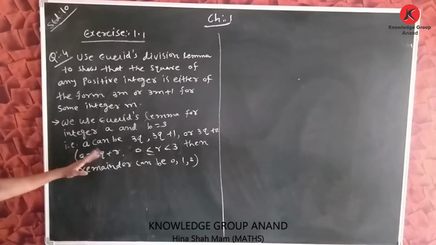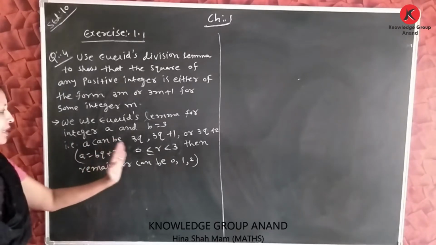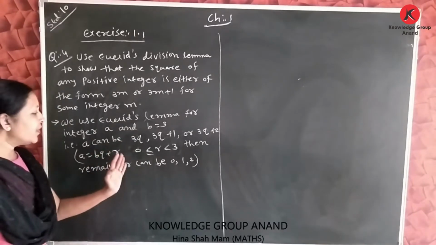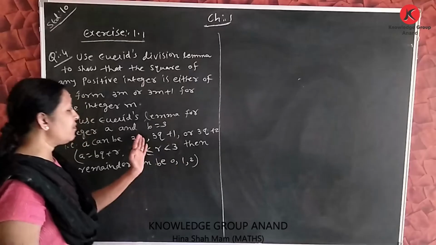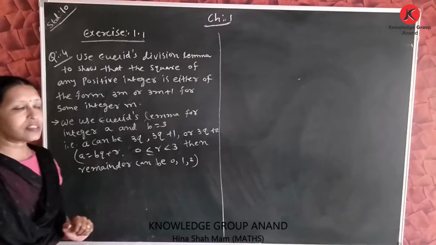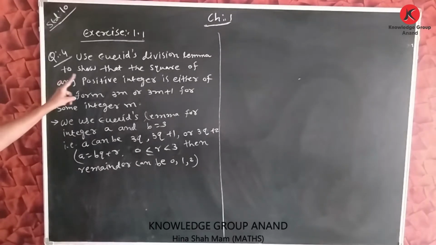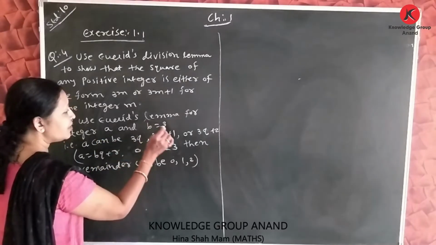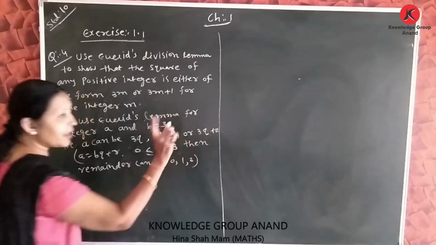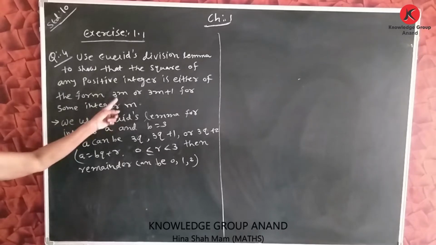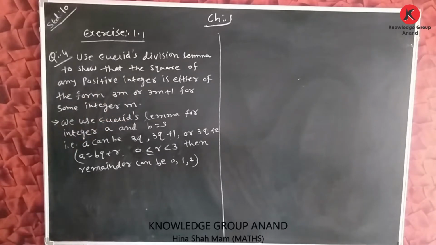Correct? Using this lemma, here b is equal to 3 and a is equal to some integer. Therefore, the remainder is 0, 1, 2. Then we write 3q, 3q plus 1 or 3q plus 2. Now, the square of any positive integer. Here we write that the square is either of the form 3m or 3m plus 1.